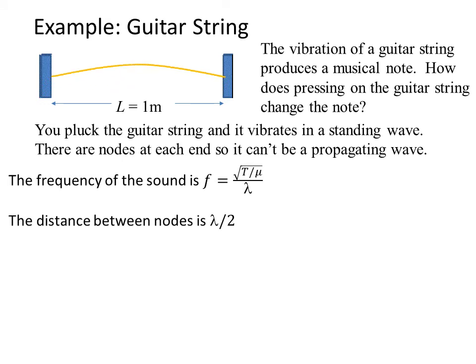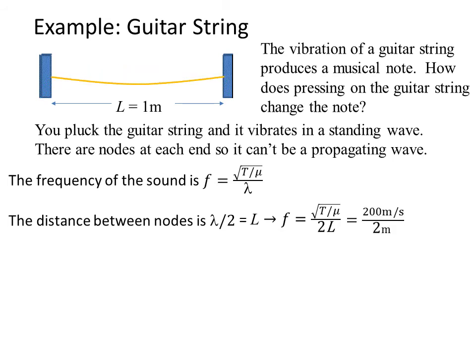The distance between the nodes is lambda over 2 for a standing wave. So this is equal to L, or 1 meter. So f is equal to the square root of T over mu divided by 2L. And a reasonable number for the square root of T over mu is about 200 meters per second. Divided by 2 meters gives us an answer of 100 hertz.